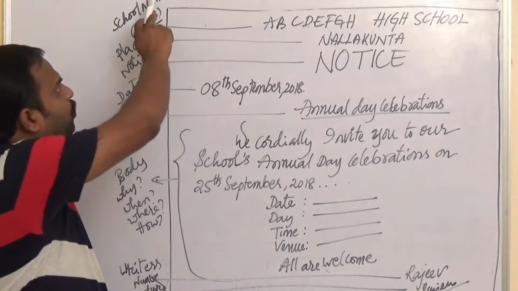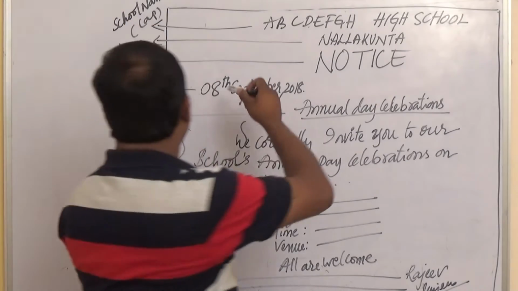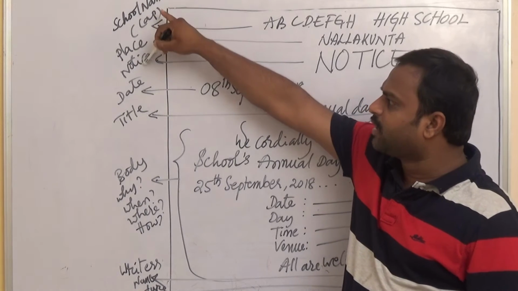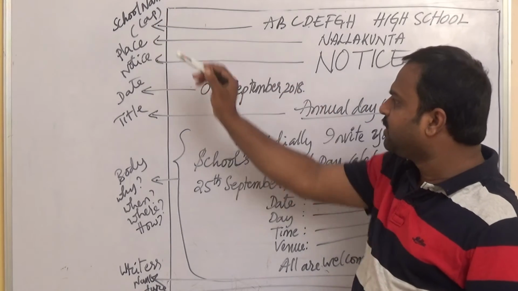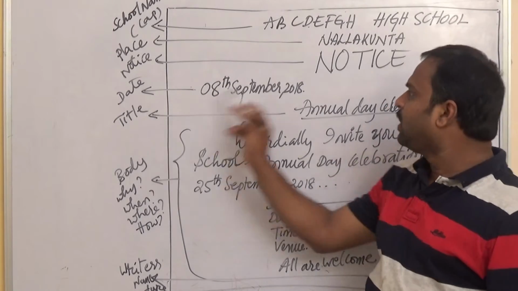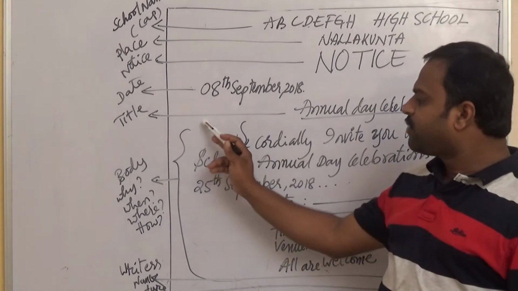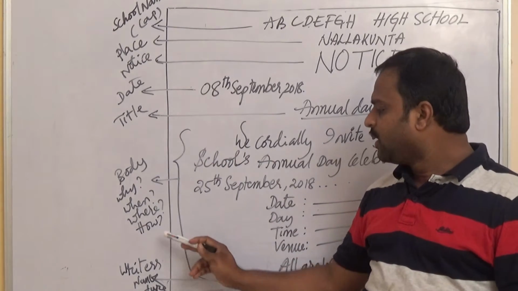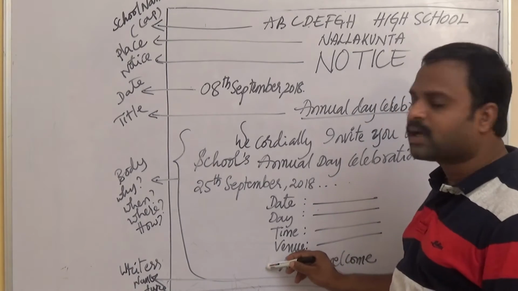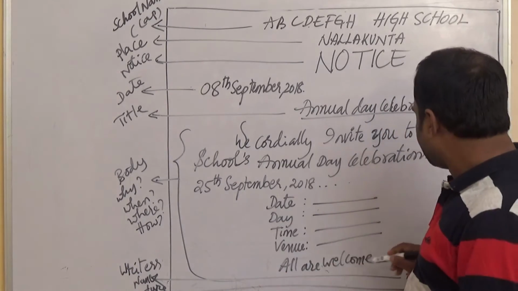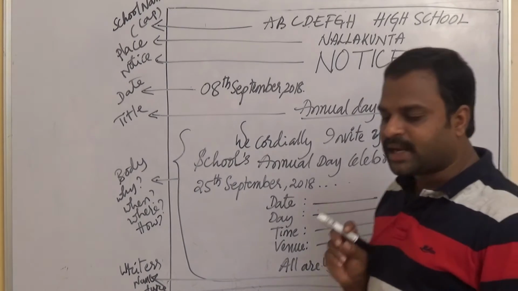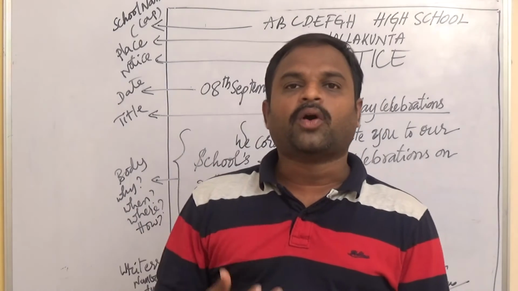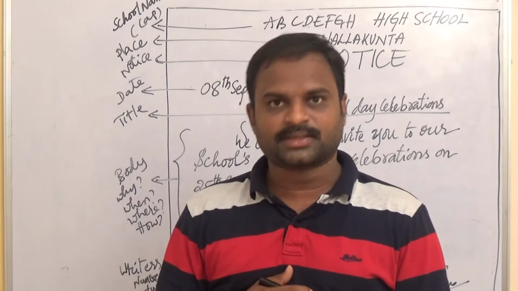Then after his signature, we need to write his designation as head boy. So here, school name in capitals, then afterwards place, then notice; most probably these three are in capitals. Next one, date on the left side. Next, title in the middle of the page. The next one we need to write is the body of the notice: why, when, where and how. Next, all are welcome. Then afterwards we need to write the name of the person who is writing this notice, and signature and designation of the person.